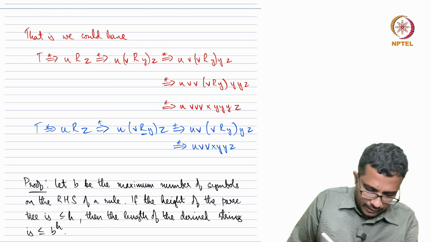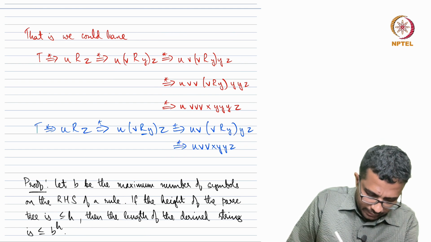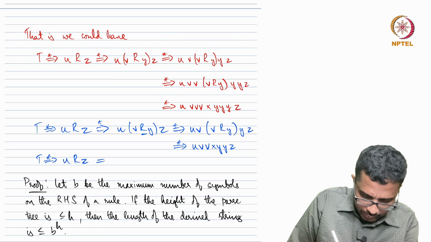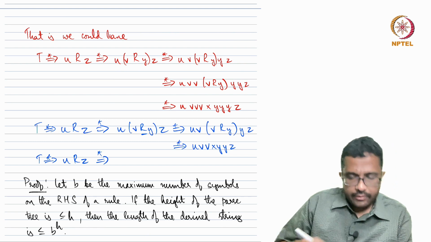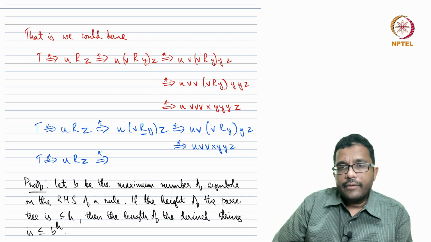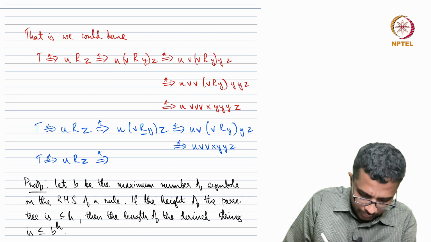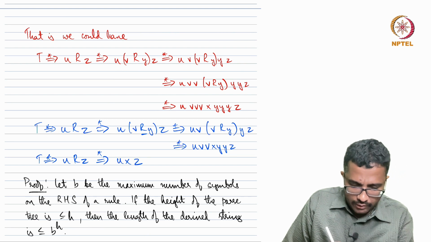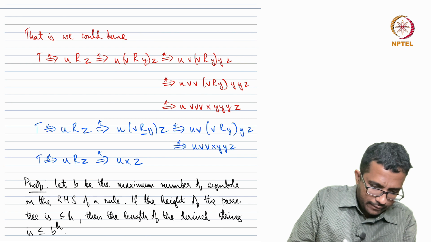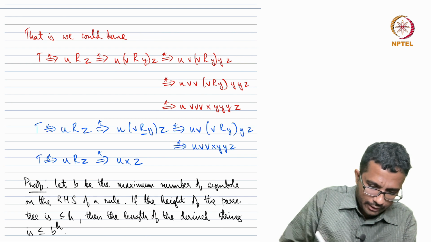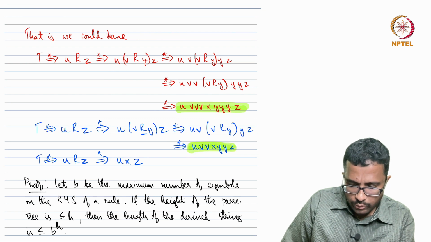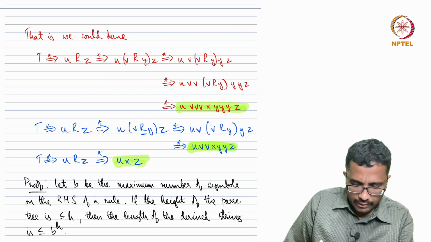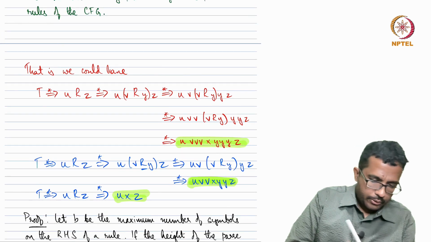Or I could do something else. I could do something like T gives URZ. This is one possible derivation. And now directly, instead of deriving VRY, I can derive X from R. So I could get UXZ. Notice that by these three derivations, I got three strings. One is UVVVXYYYZ. Two is UVVXYYZ. Another one is UXZ.